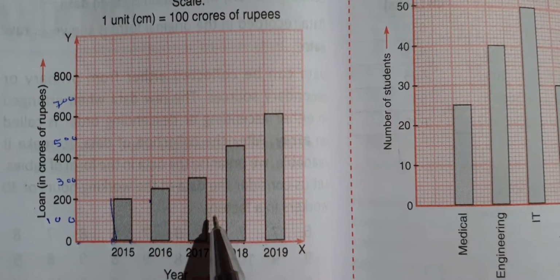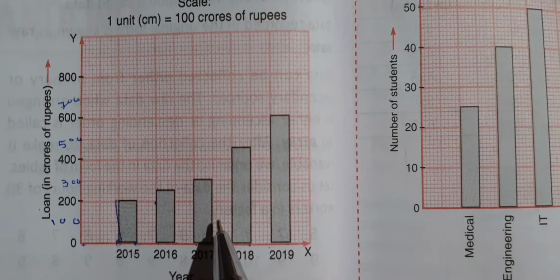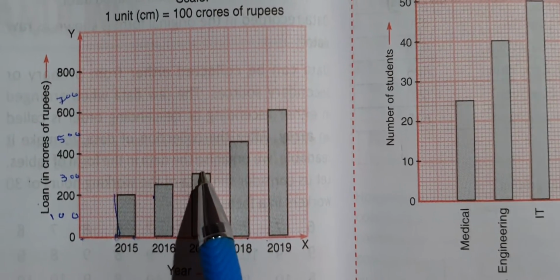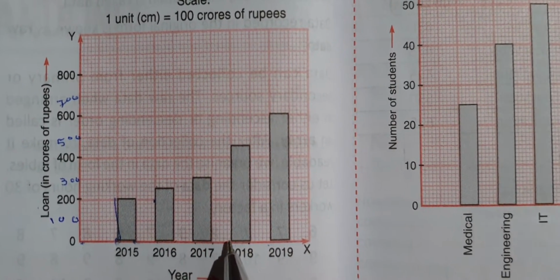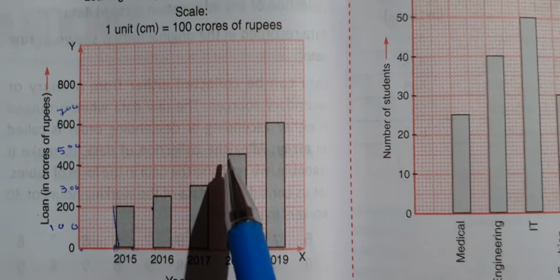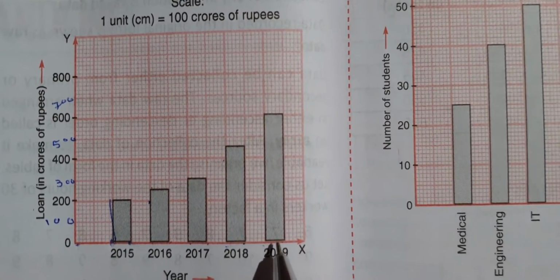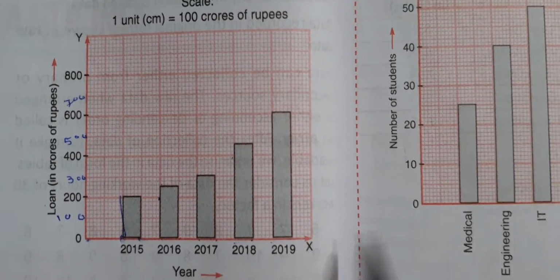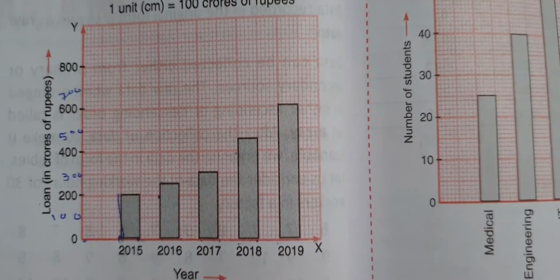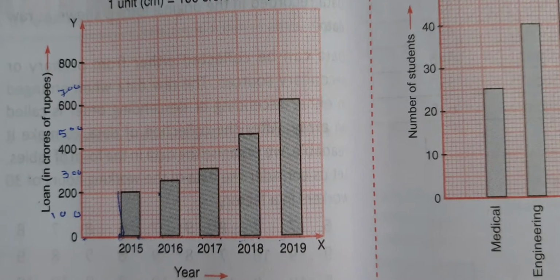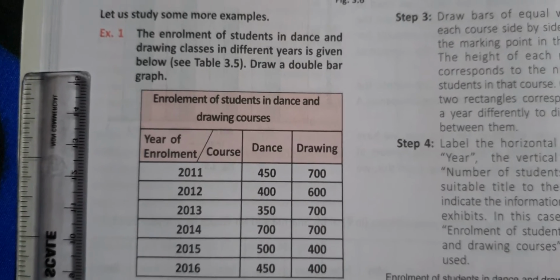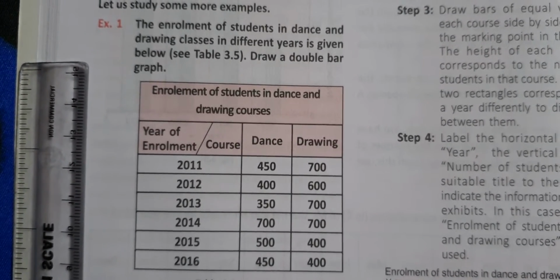Now 2017. How much is given? 300 crore, so till 300 crore. 2018 is given 450, so it will be between 400 and 500. So 450. And 2019 is 600. So this way we can represent the data in the form of a graph. Okay, student, this was the graph.